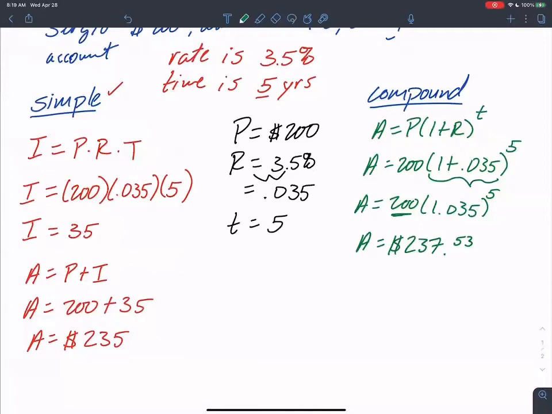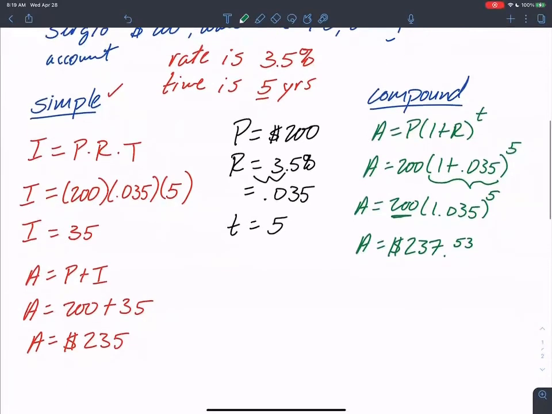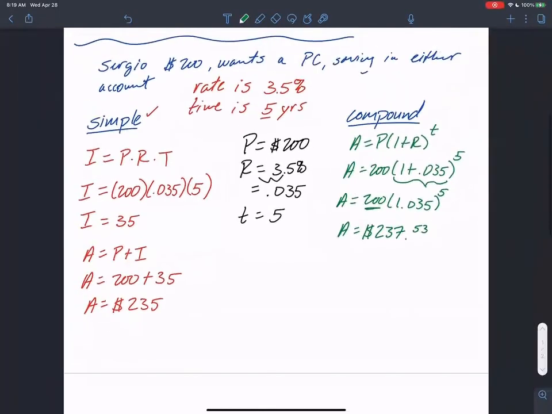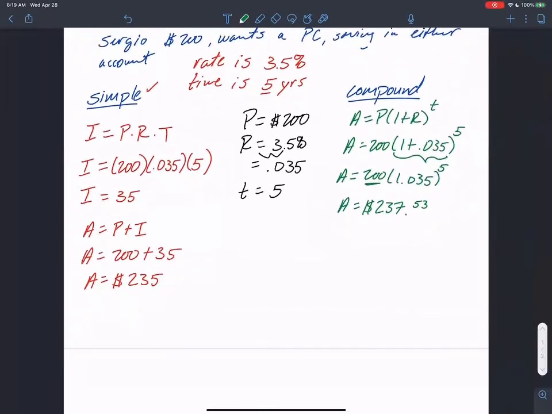So then, obviously, 5 years is not enough with just leaving $200 there. Bad news for Sergio. Getting a PC this cheap probably ain't gonna work. But what you could do is answer the question, right? So now I'm going to ask which account would give him more money after you've shown all your work. This is showing all your work. You would say the compound interest, or I'll just write it.